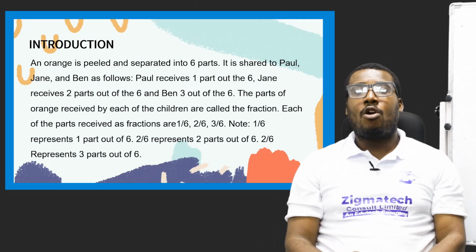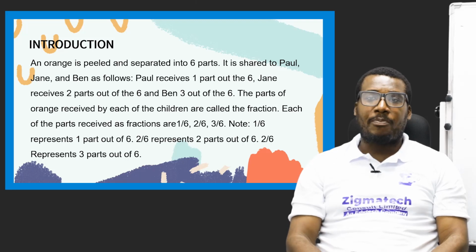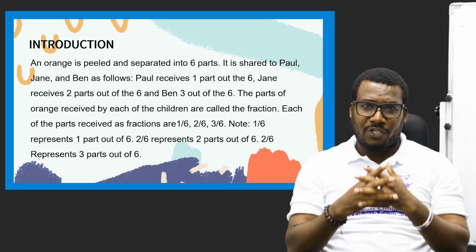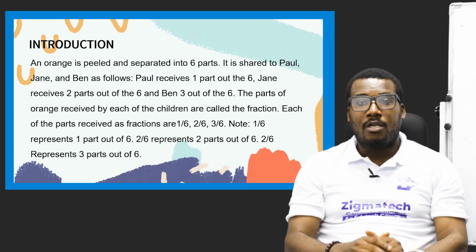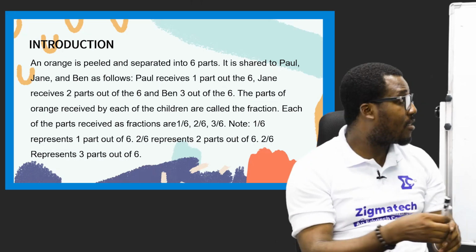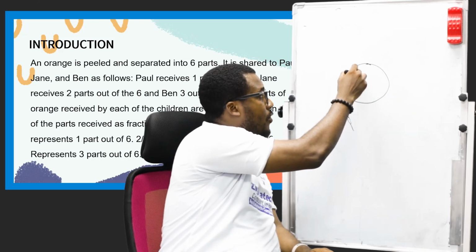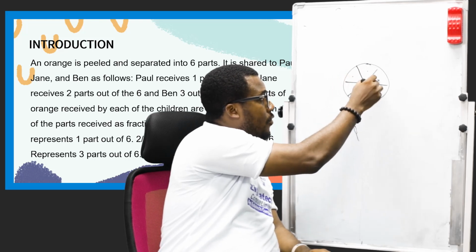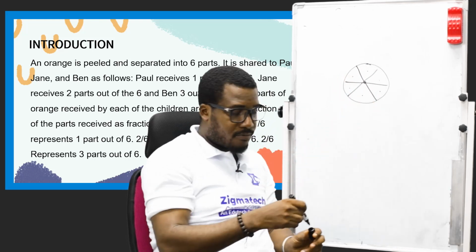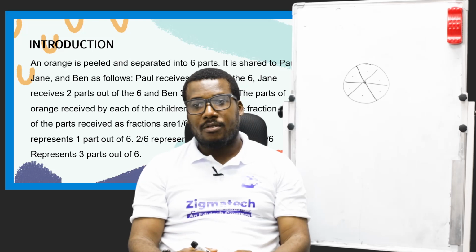So, an orange, let's take a look at this introduction for example. An orange is peeled and separated into 6 parts. So one orange separated into 6 parts in this form. Let's say this is the orange, separated into 6 parts: 1, 2, 3, 4, 5, 6. And there are 3 people that need this orange.